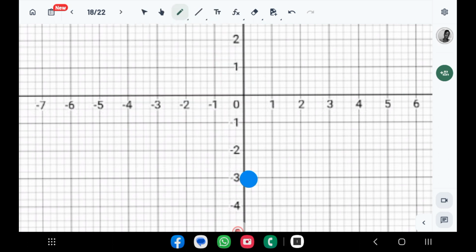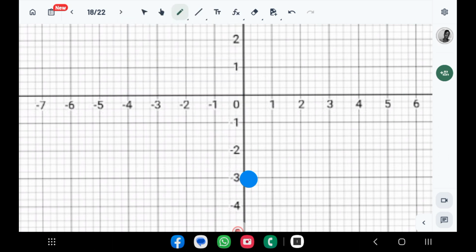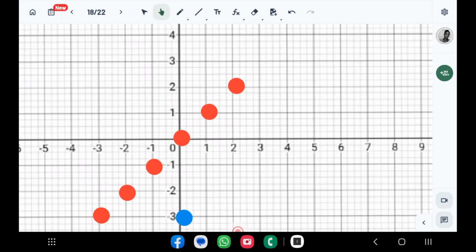Alright, 0, negative 3. Let's leave it here for now. Now let's plot the normal y equals x graph for comparison purposes. Okay, let's plot 0, 0, 1, 1, 2, 2, 3, 3, negative 1, negative 1, negative 2, negative 2, negative 3, negative 3. Okay, let's go to the last one. Now let's join this together.